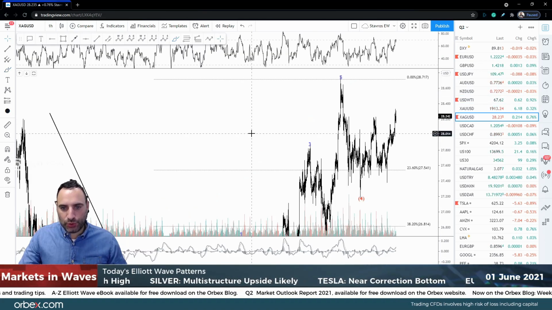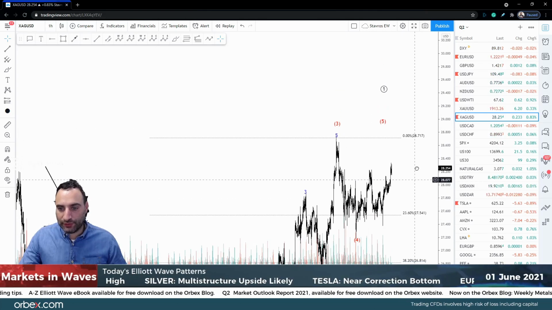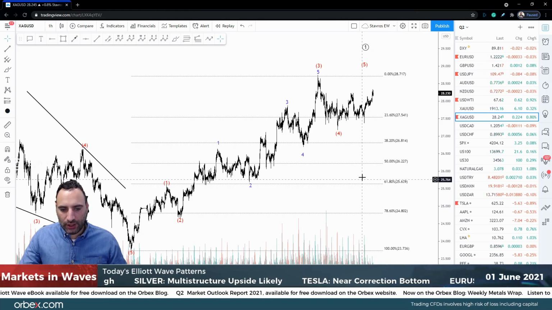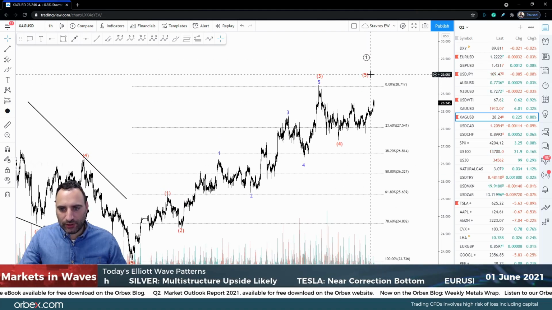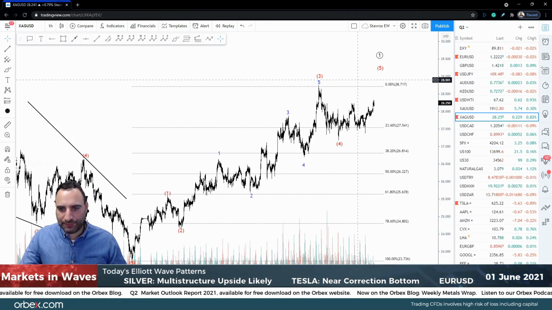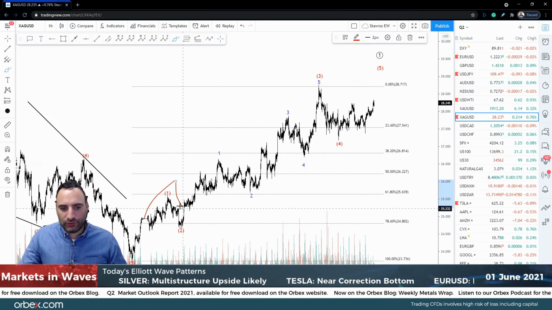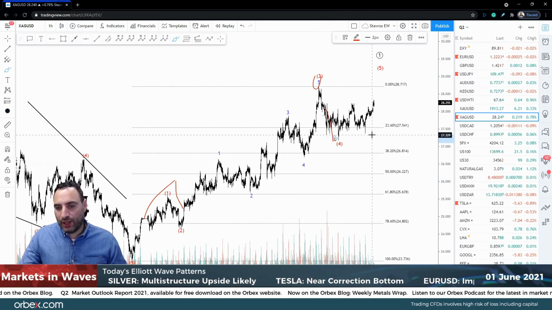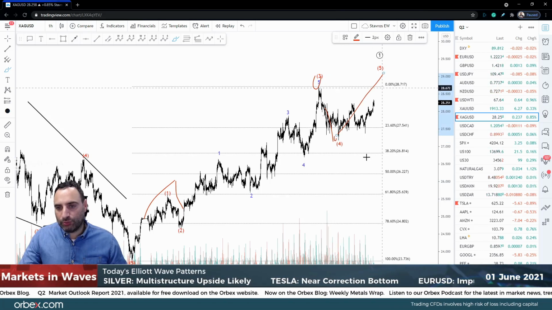Anyway, let's go to silver. It was last week, I think, we talked about silver. We were looking at this wave C being done here, and we're looking for a reversal to the upside. Okay, now we've done 1 and 2, 3 and 4 looks like it's in. Okay, and we're moving up for wave 5.